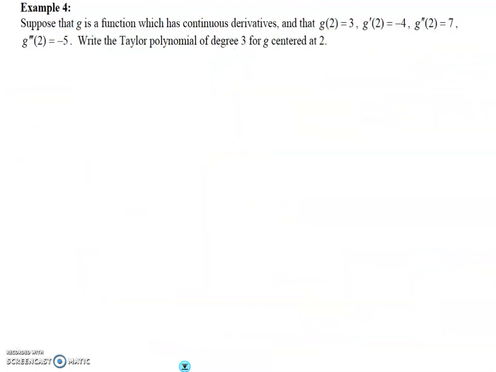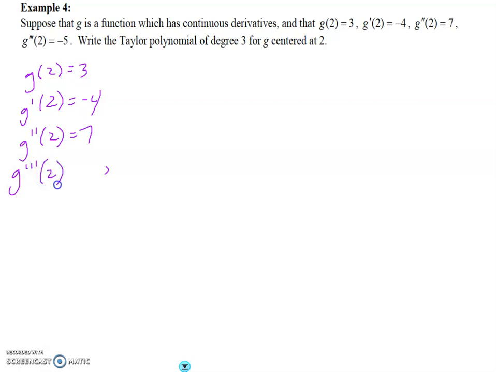Alright, so one more example for today. Example 4, so they've set it up a little differently. And so you have to really know and understand the definition of a Taylor polynomial here. Alright, so what I'm going to do is write out the information they gave us. So I've got g of 2 is equal to 3. And I'm going to write it in the same column format that I was writing it in the other examples. Because if you are always organizing your information the same way, then it makes it a little easier to remember how to put it into the definition itself.